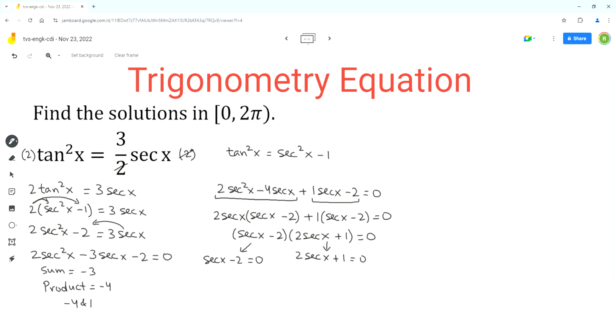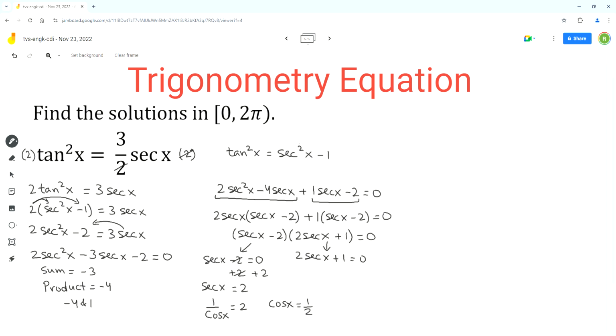Now let's analyze the first case. We have to isolate secant x, so we should add 2 to both sides. Next, we should convert secant to its primary ratio, which is cos. Secant is equal to 1 over cos. Next, we can flip both sides of the equation. So we get cos x equals 1 over 2.